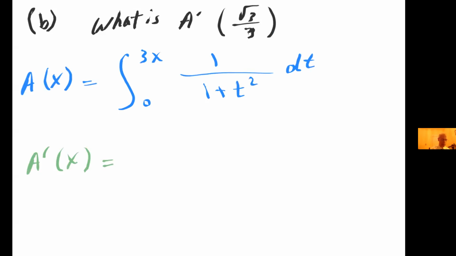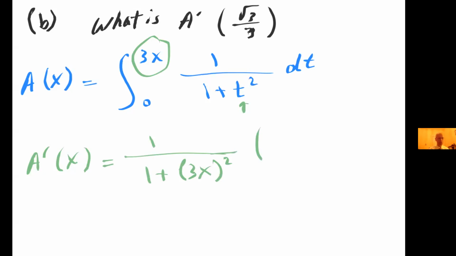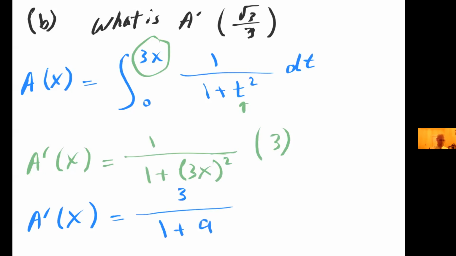I'm going to go ahead and replace this t with the 3x. So I'm going to have 1 over 1 plus 3x to the second power, and using the chain rule, multiply that by the derivative of 3x, in this case, 3. So A prime of x equals 1 times 3 gives me 3 over 1 plus 9x to the second. All right.